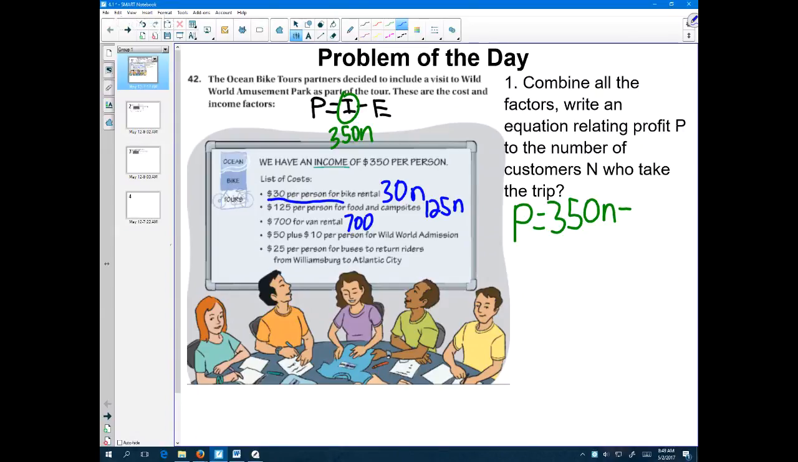Next one is $50 plus $10 per person. How do you write that? Come on, guys, raise your hands. We've done this. Actually, yeah, this is the one that we did in class three days ago. Mason, what's $50 plus $10 per person? How do you write that?